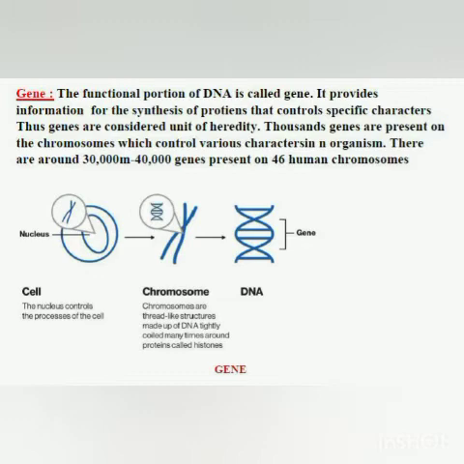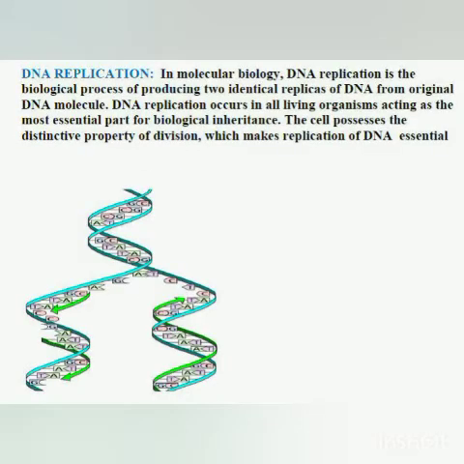Thousands of genes are present on the chromosome which control various characters in an organism, and there are around 30,000 to 40,000 genes in 46 human chromosomes. So all your characters, everything is controlled by the gene, or all your information is present in the DNA. Okay, now I will come to DNA replication.